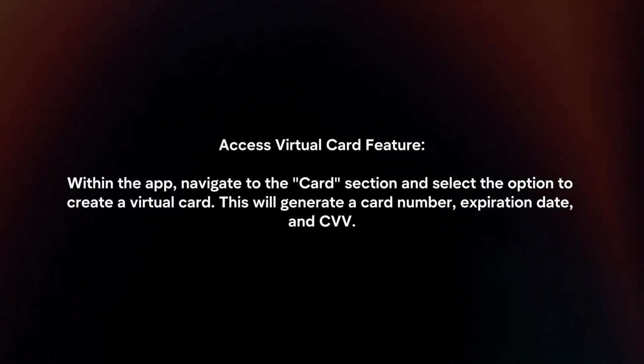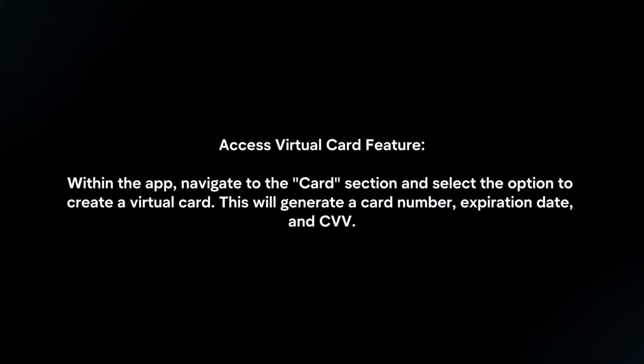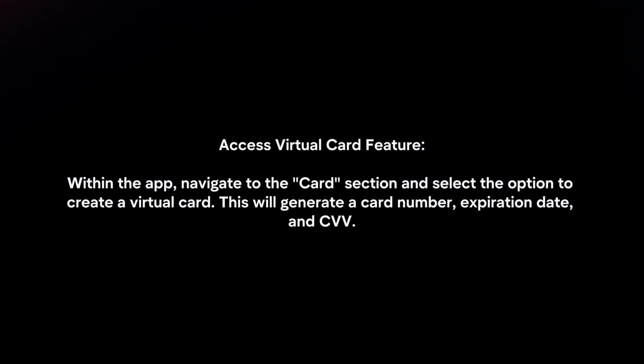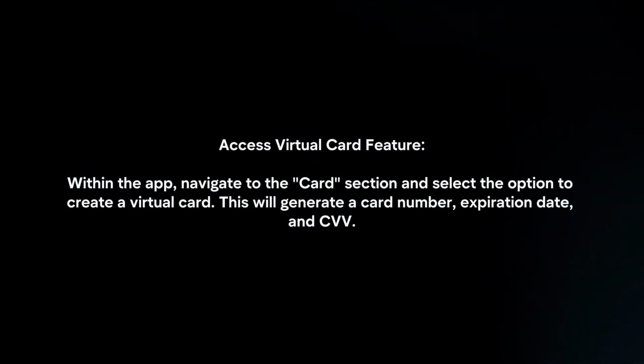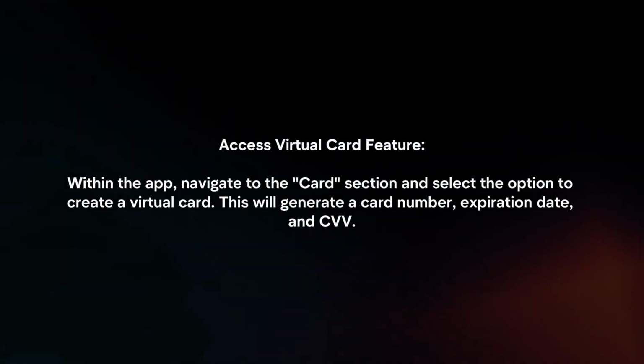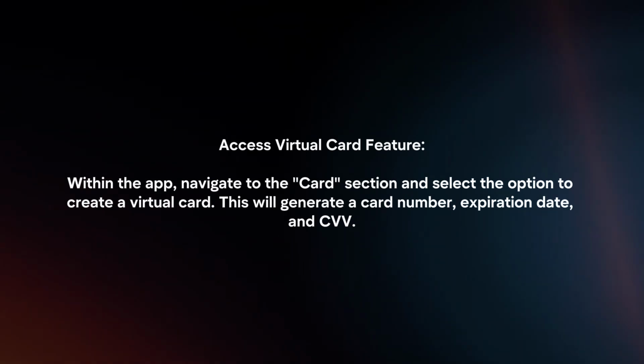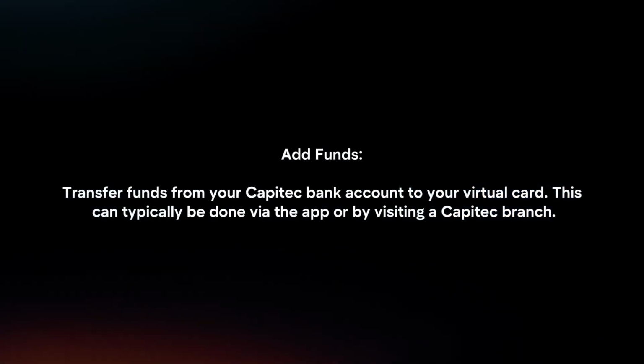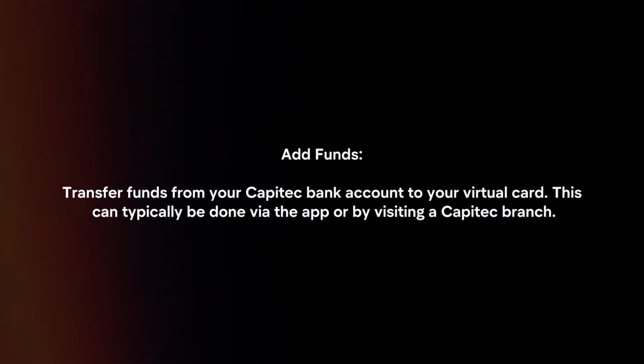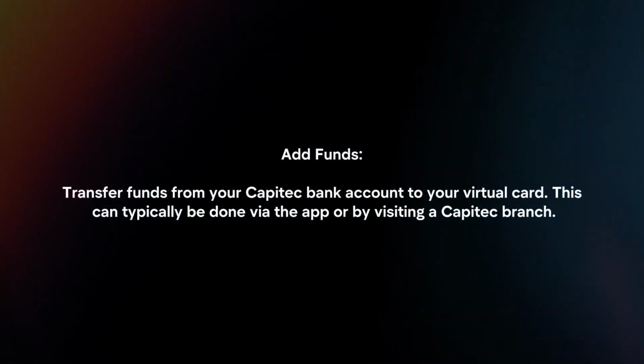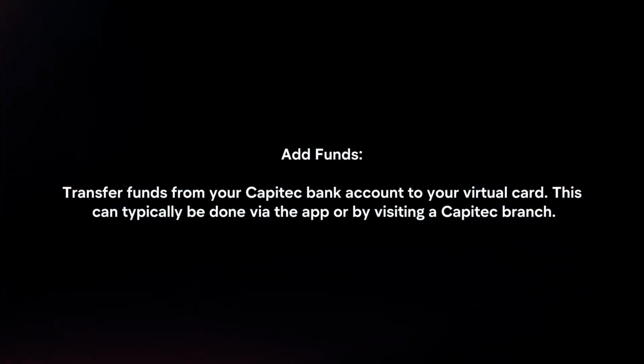Access virtual card feature. Within the app, navigate to the card section and select the option to create a virtual card. This will generate a card number, expiration date and CVV. Add funds. Transfer funds from your Capitec bank account to your virtual card. This can typically be done via the app or by visiting a Capitec branch.